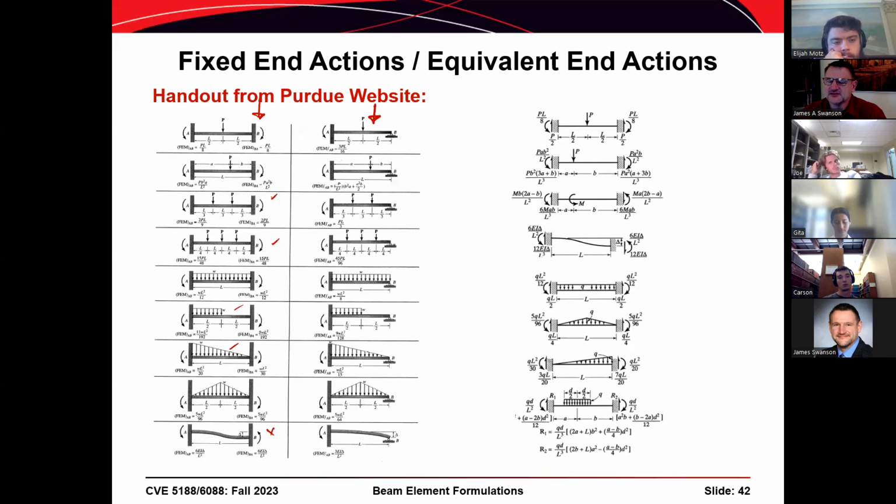If you had a case where the internal release was at the left end of the element instead of the right end, then you would have to hold this up to a light and use the mirror image of it in order to solve for those values. But you have all of the quantities there that you would need. The key takeaway is that if you have a member or an element in your matrix formulation that has a release in it, the equivalent end actions are different than they would be without that release. So the column to the left is what you would use without the release. The column to the right is what you would use for one of the two cases where you do have a release. And then for whatever reason, that handout from Purdue has some other ones included in it as well.